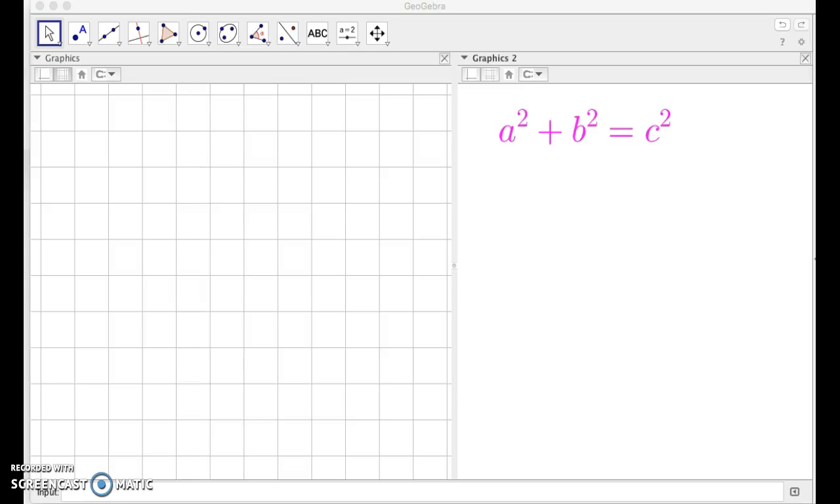So today we're going to talk about the Pythagorean theorem. Let's start with the formula. So the formula says a squared plus b squared equals c squared, where a is one of the legs of the triangle and b is another leg of the triangle. C represents the hypotenuse, which is the longest side of the triangle.